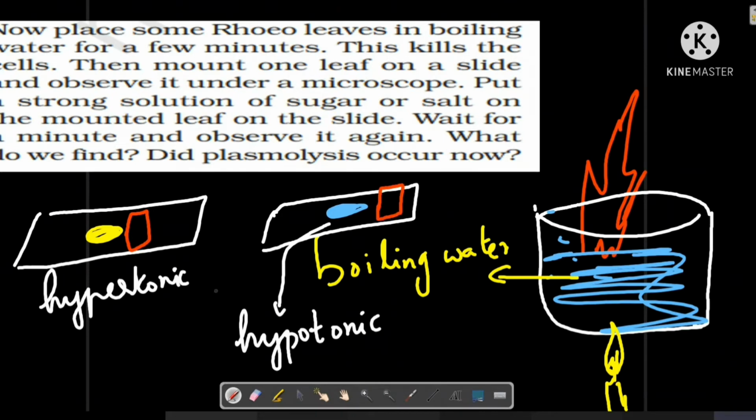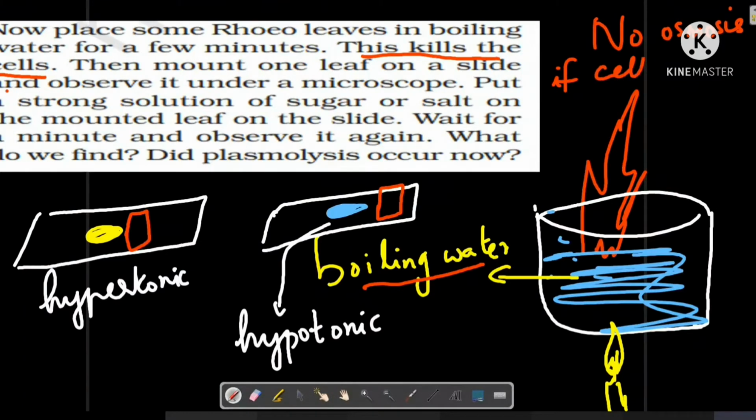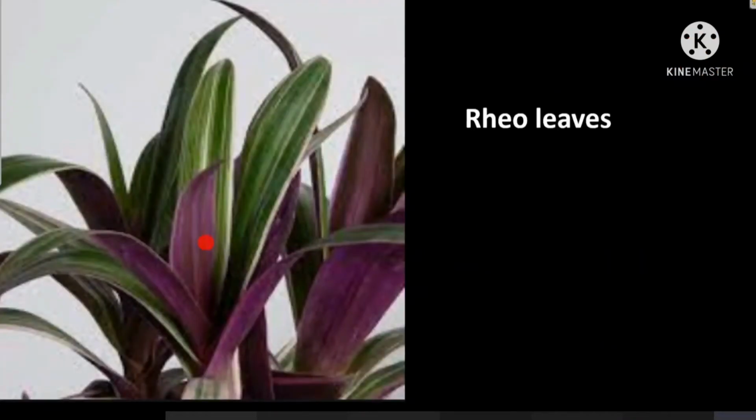Actually, no change happened. Why no change happened? Because boiling water kills the cells. It is written here, na? Boiling kills the cells, so the plasma membrane will not show osmosis. No osmosis. If the cell is killed by boiling in water, they will not show shrinking, swelling, all these things we cannot see. The cell will remain like that itself in the hypertonic solution. Only we have to peel. Here you have to peel it, and then you have to do this experiment.